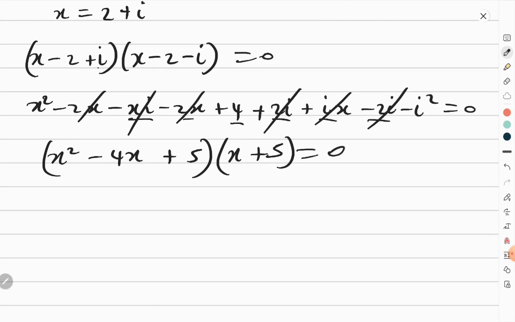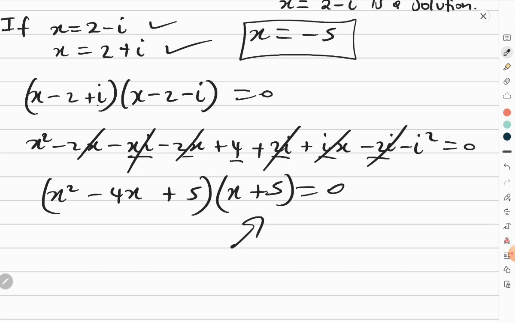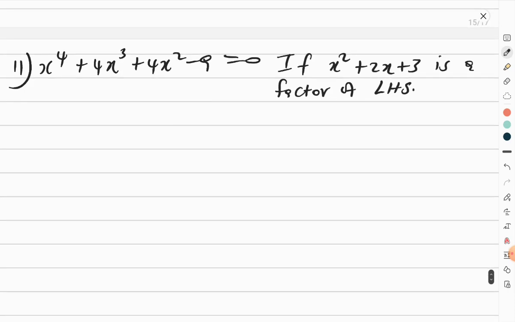Okay, now we can see that we basically have this one. So the solutions are as clear as this. We can just take these ones. So this is the first solution, this is the second solution, and the third solution is just the real one, which is x is equal to minus 5. So this is it. I think this is going to be the last one.